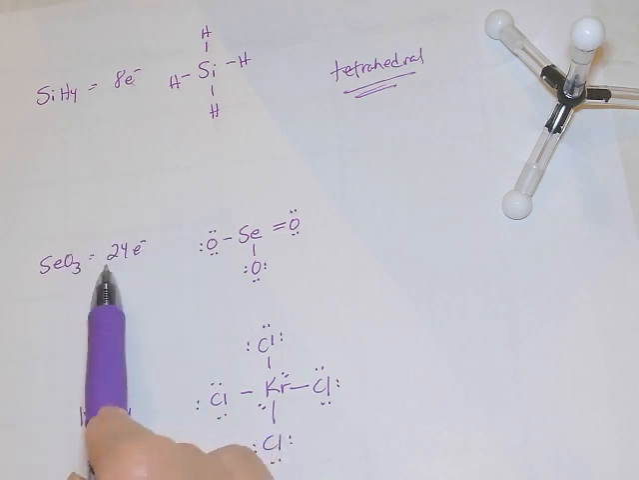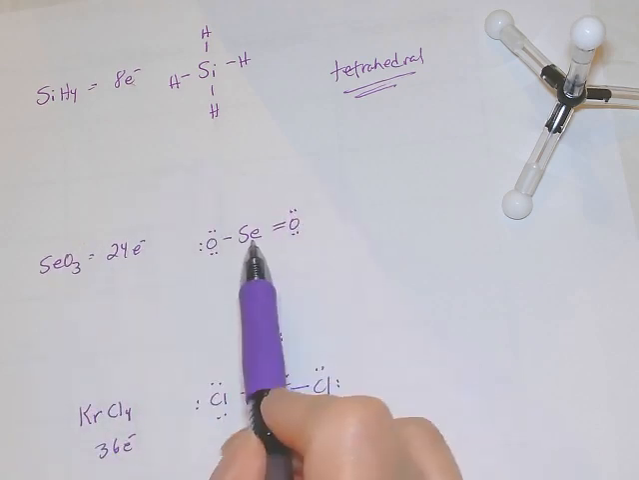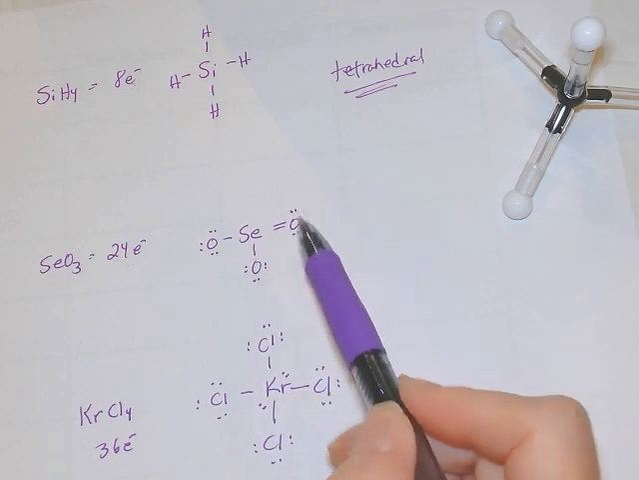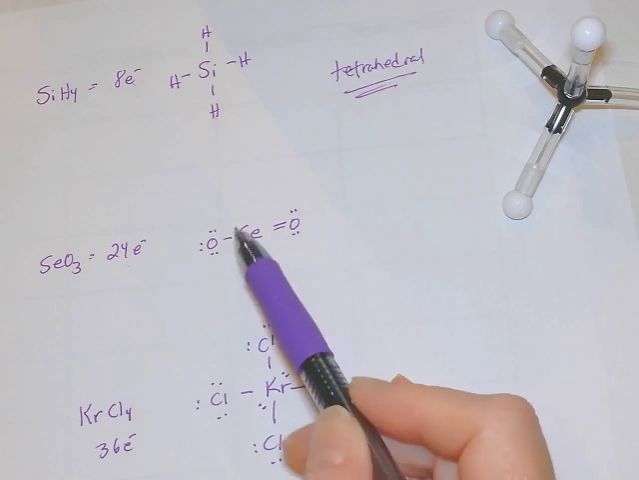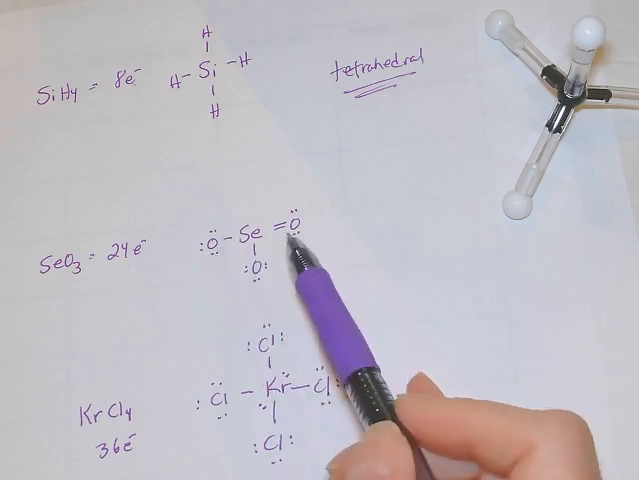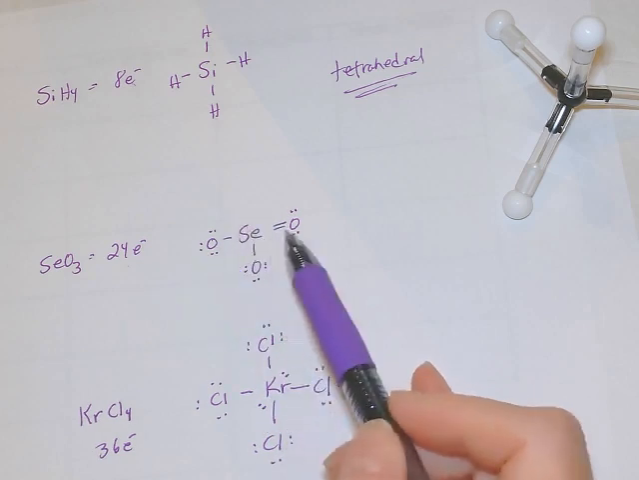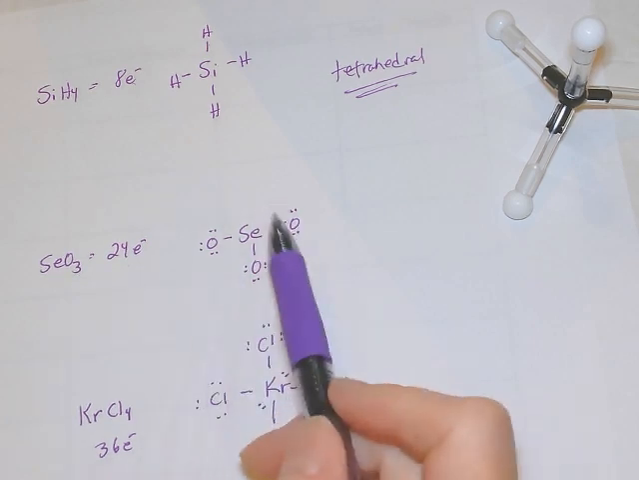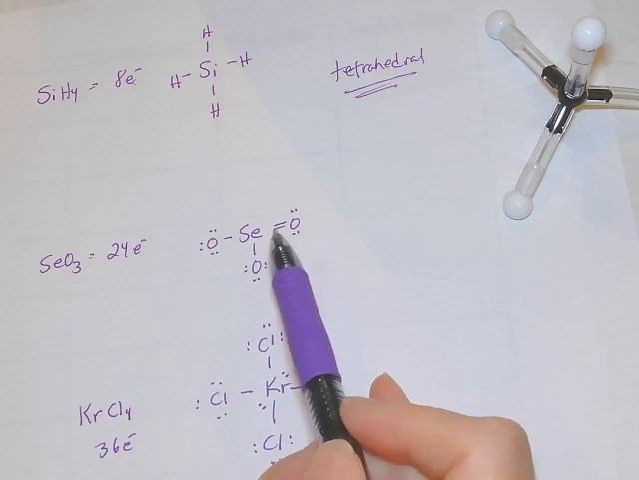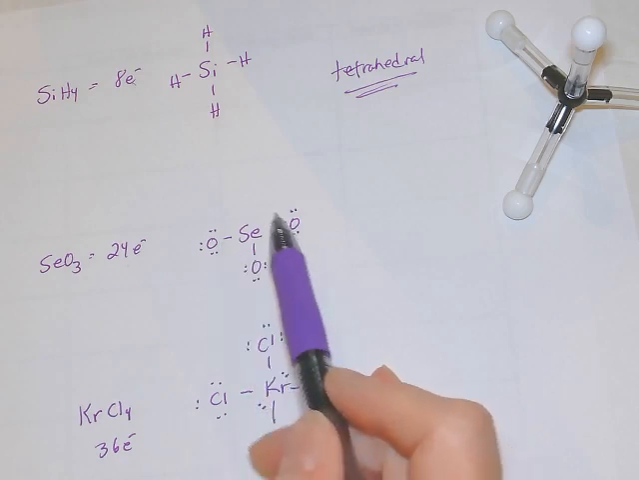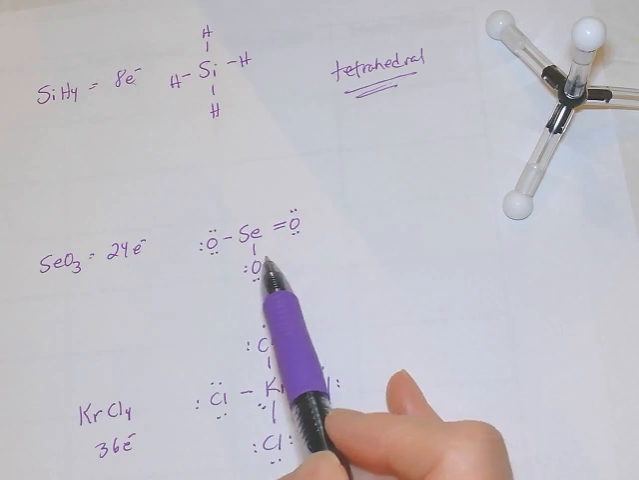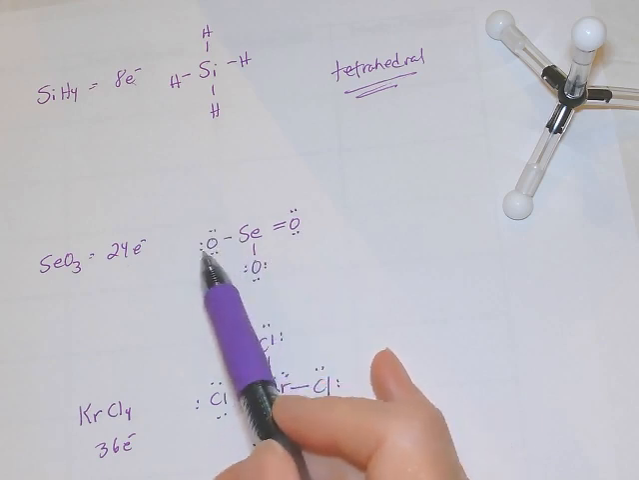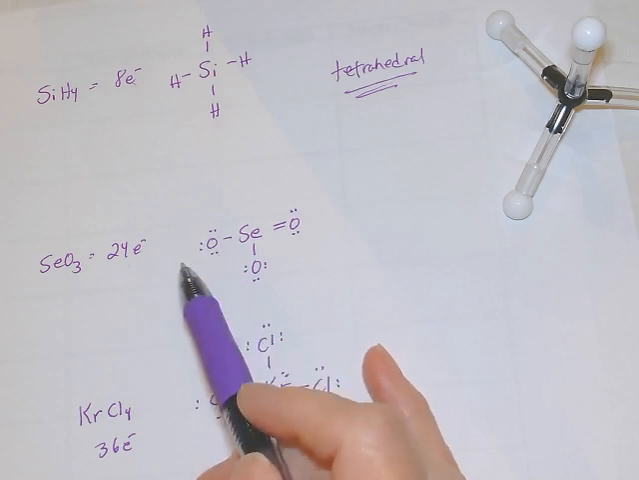Count up 24 electrons. You would see that you had to distribute these with a double bond to get the 24: 2, 4, 6, 8, 10, 12, 14, 16, 18, 20, 22, 24. If we'd had single bonds, it would be 26, and we would have had to make that double bond. So now we've got a double bond. So how do we count up? Well, you're only counting around the central atom. Don't count all these electrons. Those aren't your bonding electrons. Those are your valence repelling electrons.